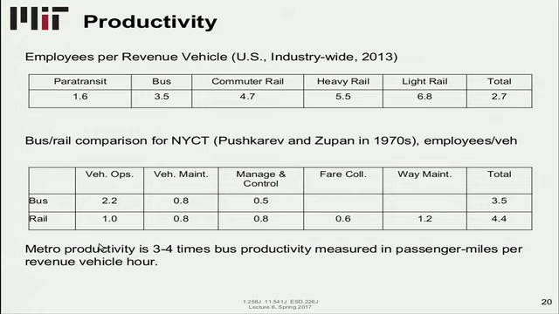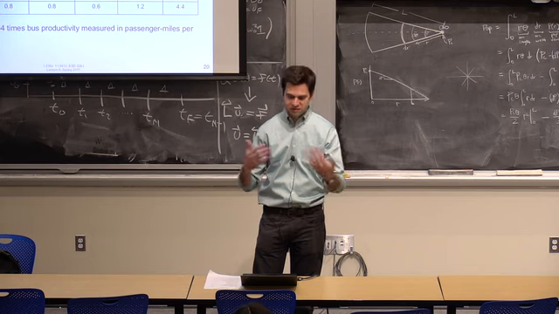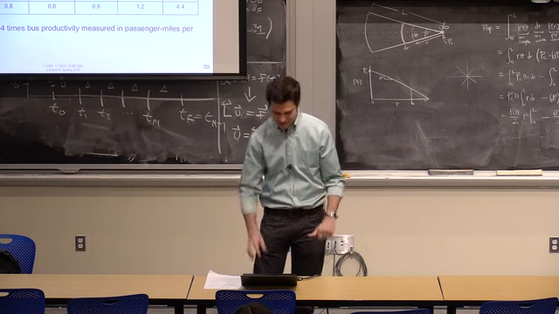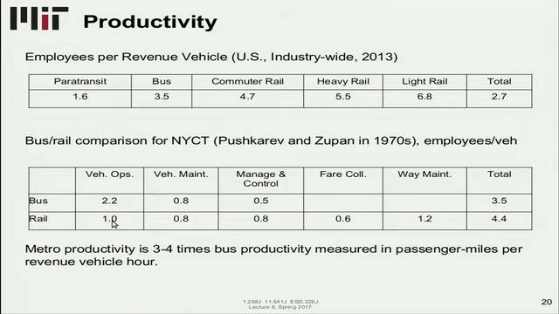So it is from an earlier study, but for vehicle maintenance, it's more or less the same on a unit cost basis. For bus, this is per car and that's per vehicle. So you have about 2.2 drivers per bus for bus systems, about 1 for rail systems. This is driving, but also other things. Management and control is about the same.